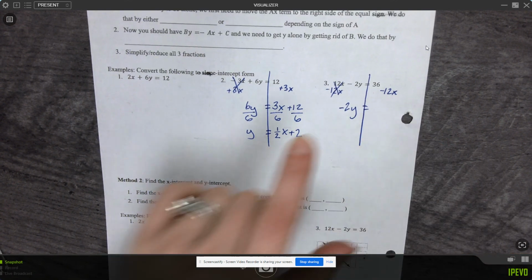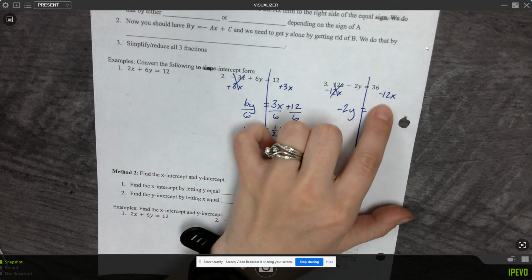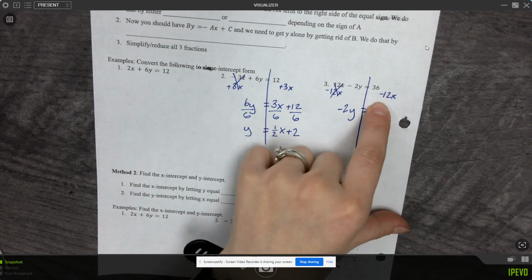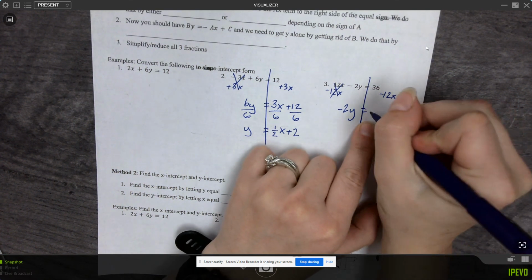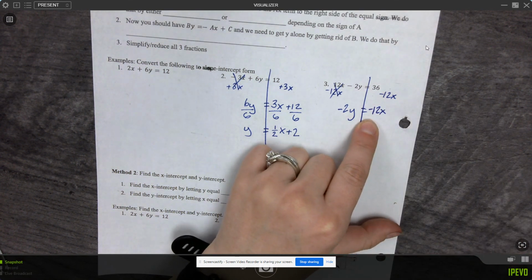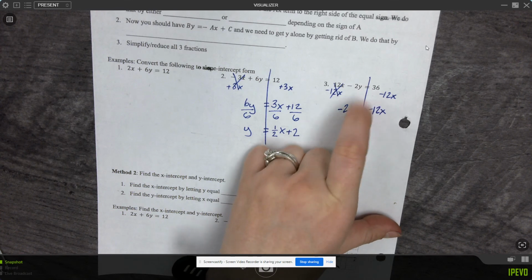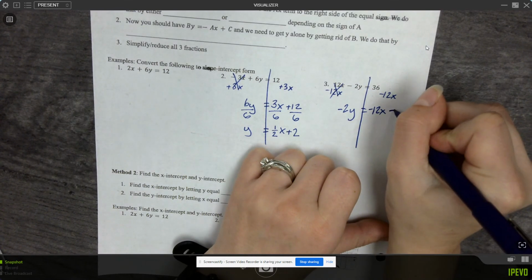Equals. Just like we've done in your last examples, we need to bring this negative 12x first. And it is a negative 12. See, it's a negative right in front of that 12. That's a negative 12x. So we need to put negative 12x. And your 36 is positive. So we need to put plus 36.